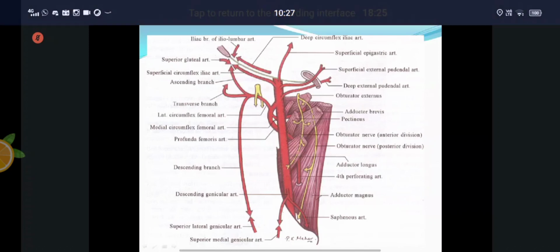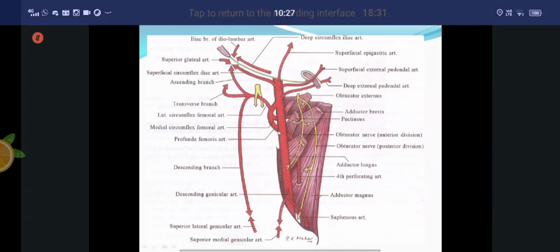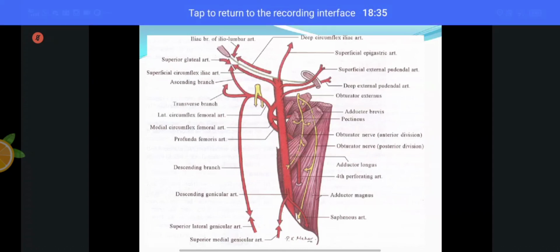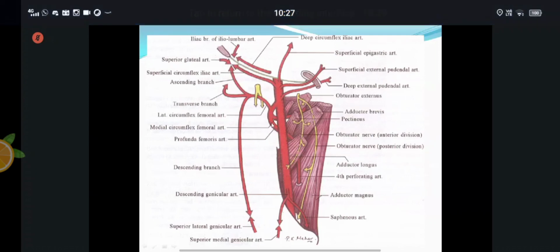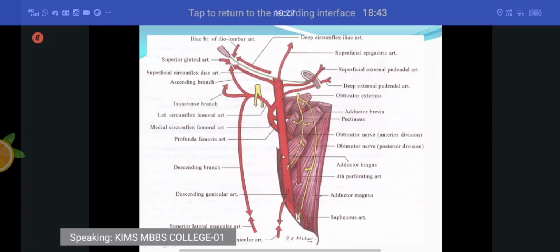And the main branch here, which we are going to discuss, what is this one called? This is the profunda femoris artery. In the upper limb we have studied the profunda brachii artery. In the same manner, here this branch is the profunda femoris artery, and the muscular branches.